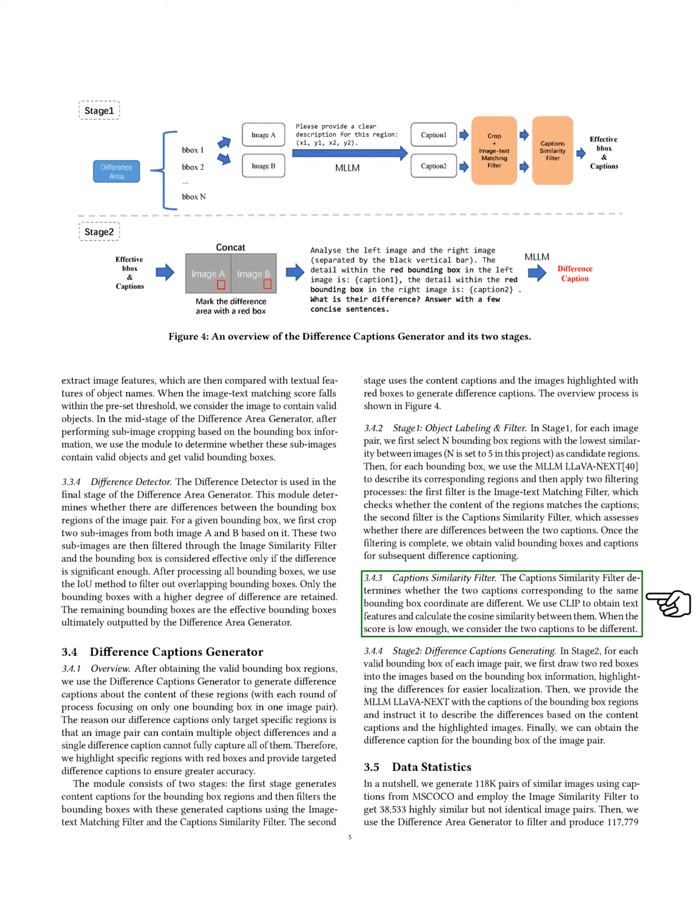Section: Data Statistics. In this section, we generate 118,000 pairs of similar images using captions from the MSCOCO dataset. We then apply the image similarity filter to narrow this down to 38,533 highly similar image pairs. Next, we utilize the difference area generator to create 117,779 valid bounding box details, allowing for a maximum of 5 bounding boxes per image pair. Finally, we use the difference captions generator to produce 12,688 high-quality instances of object replacement.